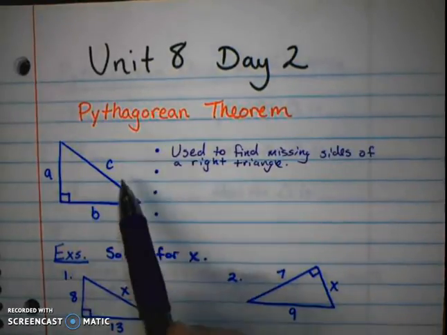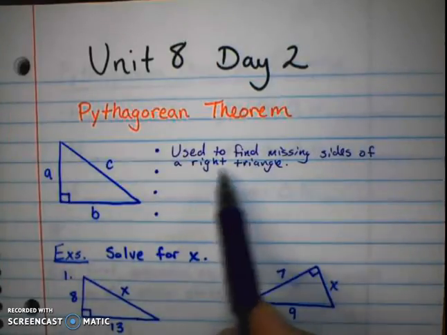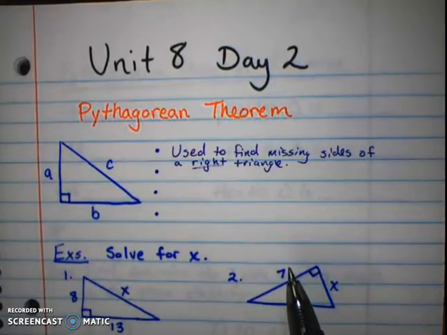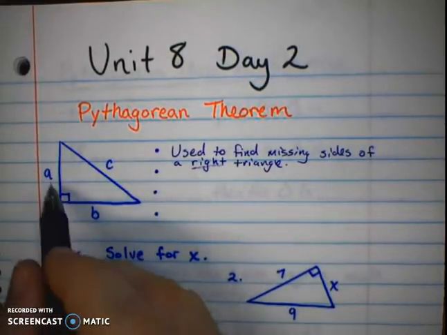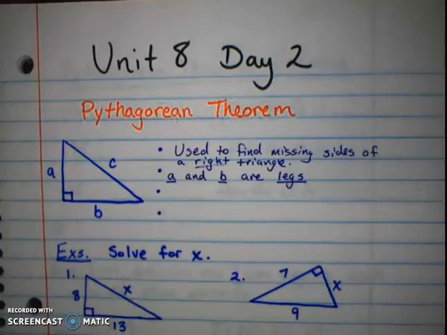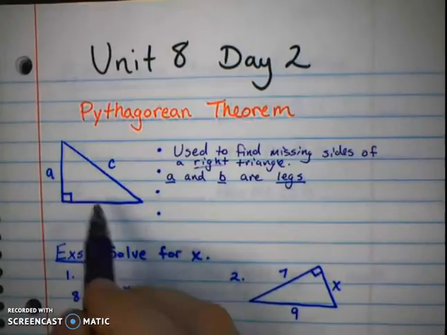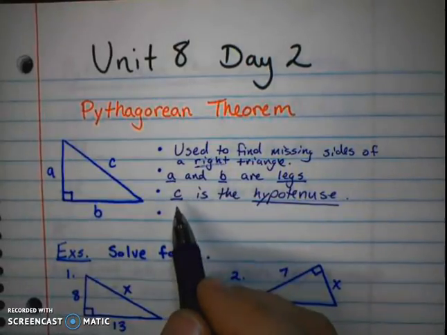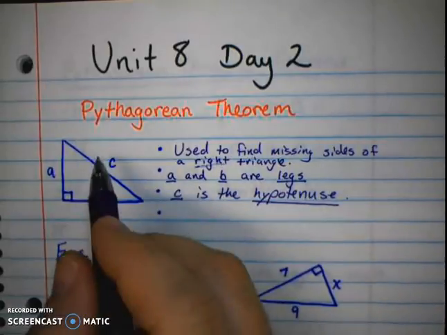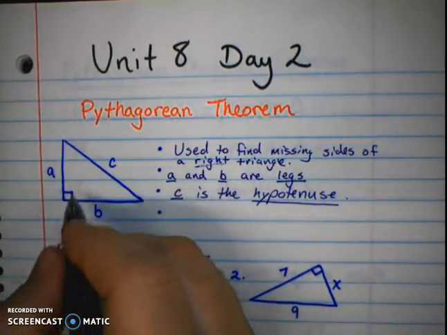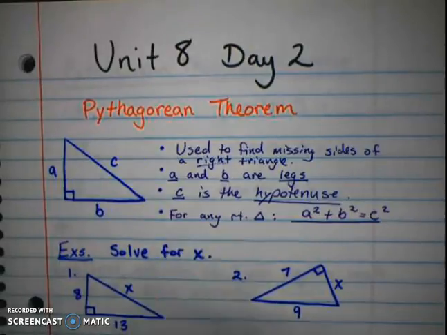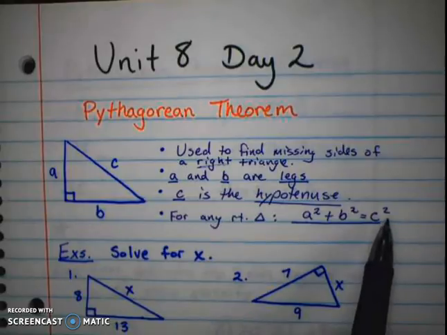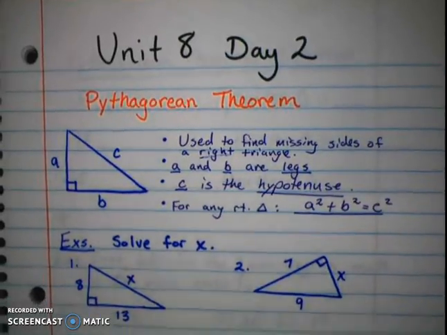Okay, first, the Pythagorean Theorem is used to find the missing sides of a right triangle, and it must be a right triangle for this to work. Okay, and we label these sides A, B, and C, and A and B are called the legs of the right triangle. And C is the hypotenuse, which is always the longest side. It is the side that is across from the right angle. So for any right triangle, a squared plus b squared equals c squared. And so we can use this in problem solving in these examples.